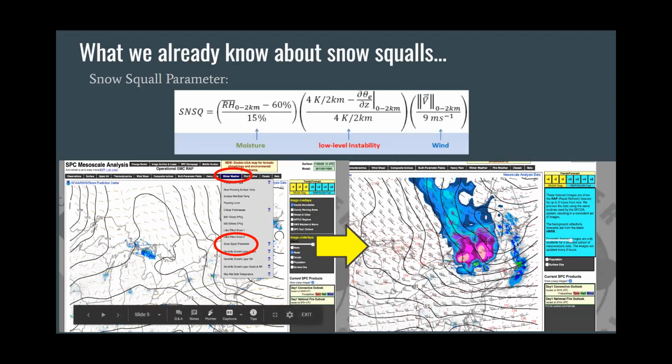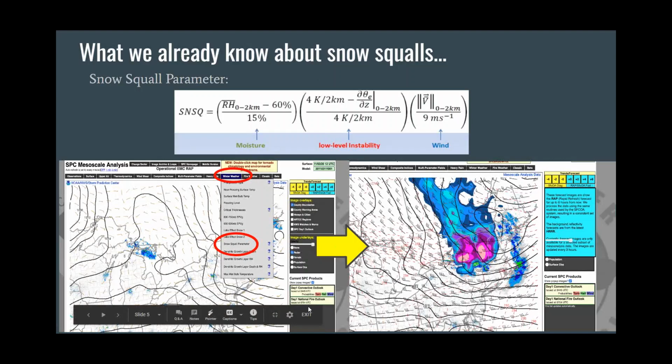What triggers that snow squall parameter is this formula here. All you need is good moisture, probably something from the lake or a leftover low pressure system. You need instability. So what were the temperatures near the surface? What is it doing all the way up?